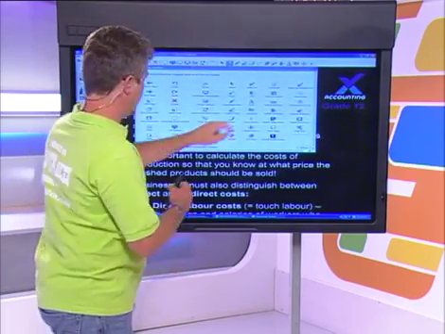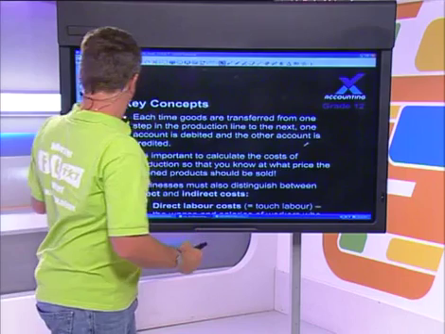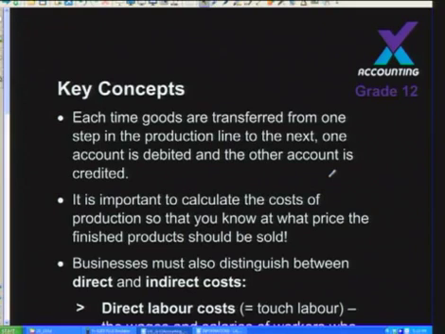If we look now at our next set of concepts, what we need to know when we're doing our production, each time we transfer goods from one part to another part in the production process, we're going to credit one account because we're taking the stock out and debit the other account because we're putting it in. So when I transfer goods from the factory to the shop, I'm going to debit the finished goods stock account and I'm going to credit the work in progress account. But I'm going to show you just now how that works when we do the example together.